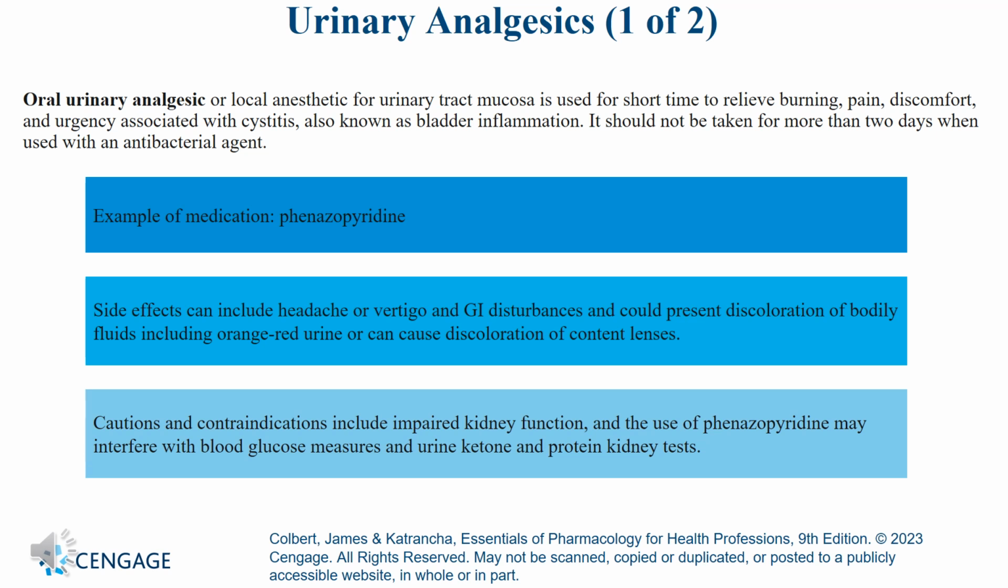Side effects can include a headache or vertigo and GI disturbances, and can present discoloration of bodily fluids, including orange-red urine, and also can cause discolorations on your contact lenses. Your cautions and contraindications include impaired kidney function. Phenazopyridine may interfere with blood glucose measures and urine ketone and protein kidney tests. Okay?